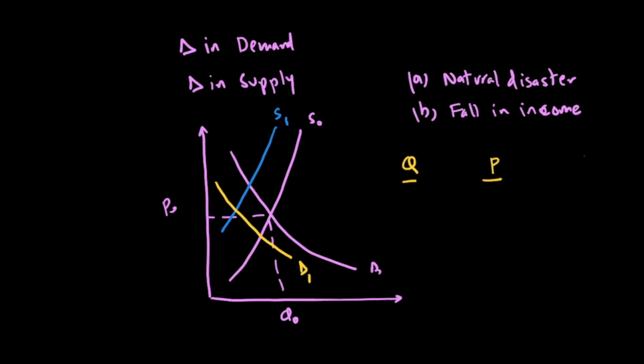A natural disaster will result in the quantity falling, and a fall in income will also result in the quantity falling. So clearly the quantity being bought is going down. But a natural disaster means the supply curve falls, and when supply falls, the price will go up. While at the same time, the fall in income will result in lower demand and therefore a lower price.